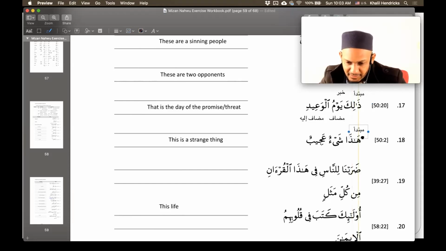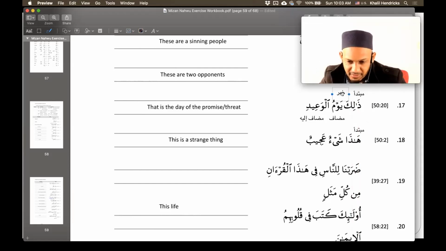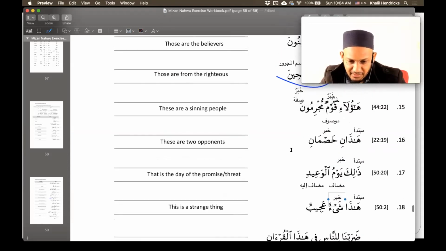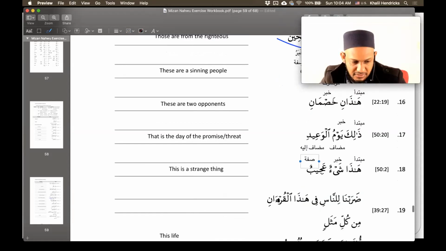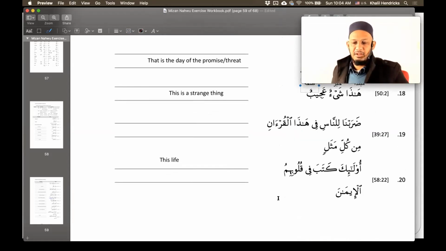Mubtada. هذا is a mubtada. Good, because the word after it has no al. Where's the khabar? Shay'un ajib. So the word shay'un is the khabar. If I leave ajib off, هذا shay'un, this is a thing. So mubtada, khabar. What's the function of the word ajib? Sifa. It is sifa for shay'un. A strange thing. Good. Last two.